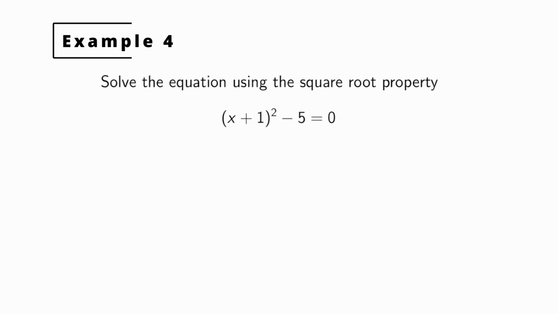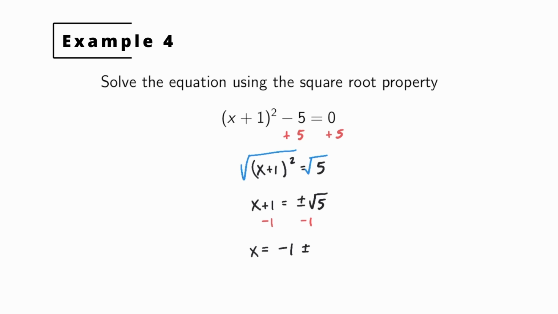Here's our final example. Again, when we want to use the square root property to solve a quadratic equation, we want to take the squared term and isolate that on one side of the equation. Here we have a squared term, x plus 1 squared. To isolate that on one side, we can simply add 5 to both sides of this equation, and we end up with x plus 1 squared equals 5. Now we take the square root of both sides, and we're left with x plus 1 equal to either the positive or negative square root of 5. Finally, we subtract 1 from both sides, and so our solution is x equals negative 1 plus or minus the square root of 5.